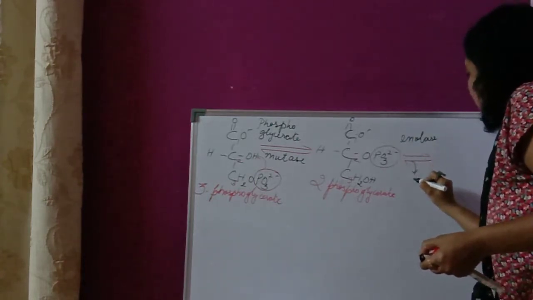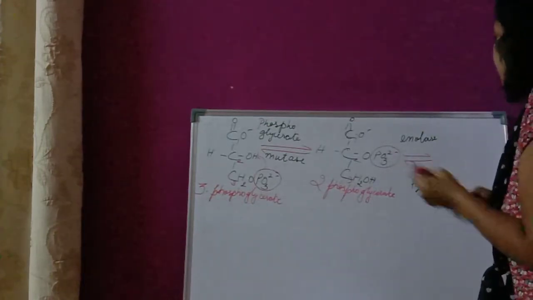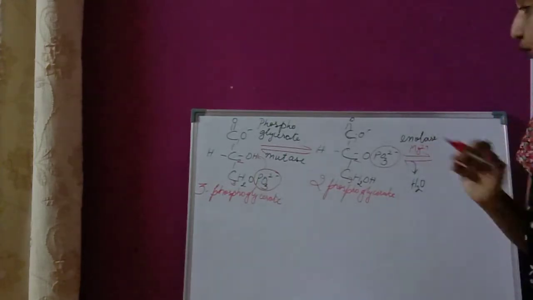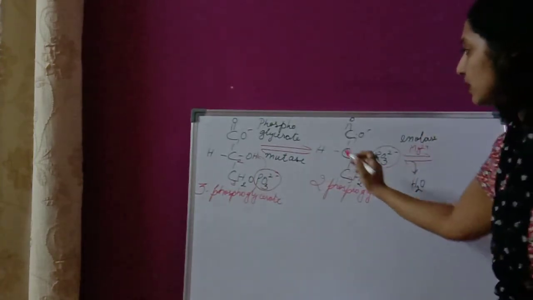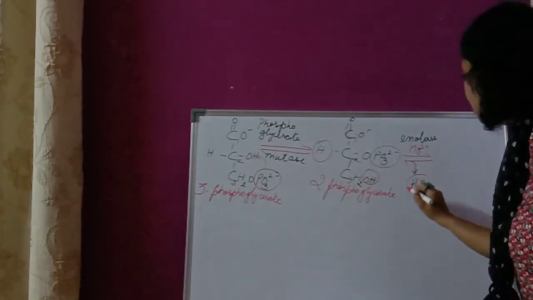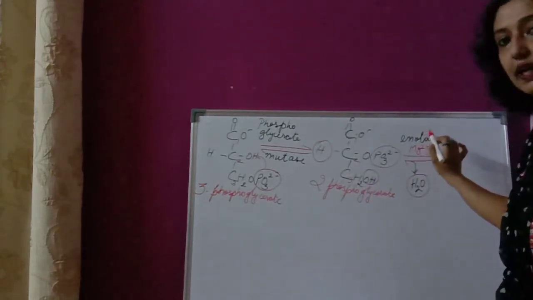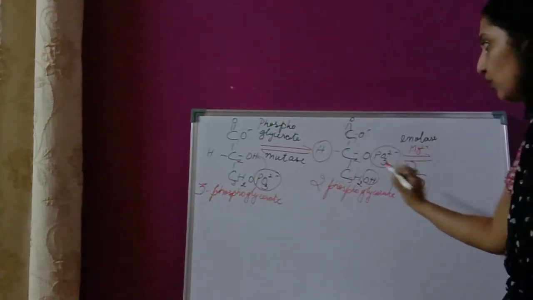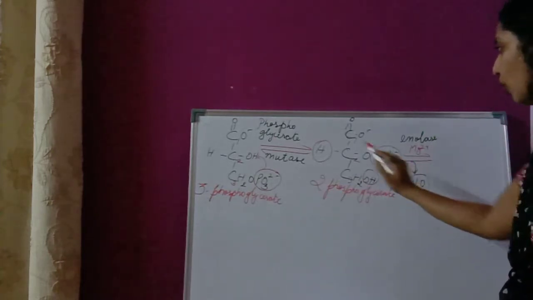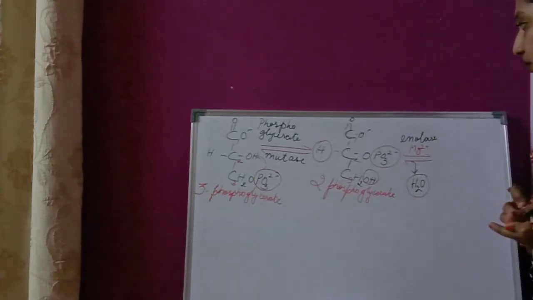Enolase removes a water molecule in the presence of Mg2 plus ions. So water molecule, where the water molecule gets removed? H from here, OH here. So H2O is removed. Enolase does the removal of water molecule. From 2-phosphoglycerate, water molecule is removed. Enolase does this role of removal of water molecule.